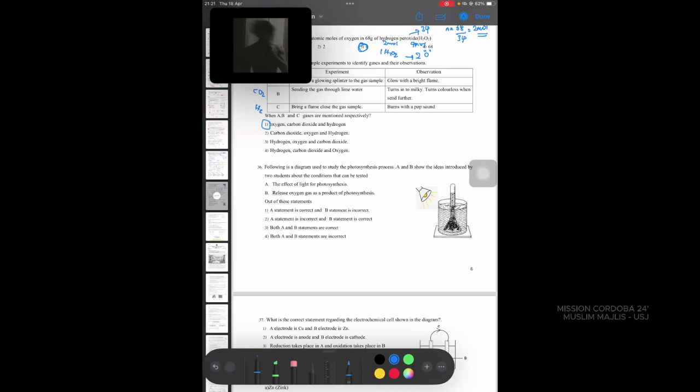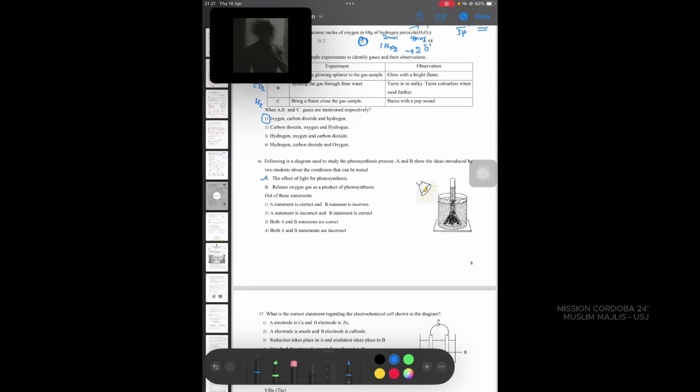Anisa, you can check. Release of oxygen as gas as a byproduct of photosynthesis. You can check, no? You can take this gas and insert a glowing splinter, and if it burns, very good, it's oxygen. So A and B, both statements are correct. Answer is answer number 3.